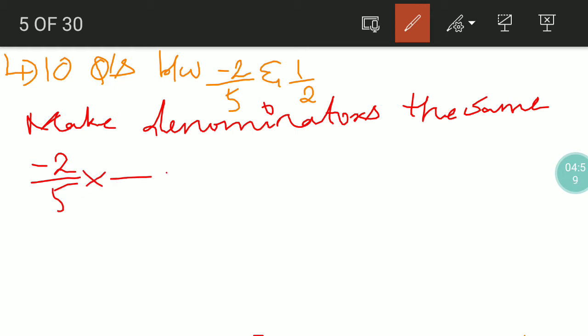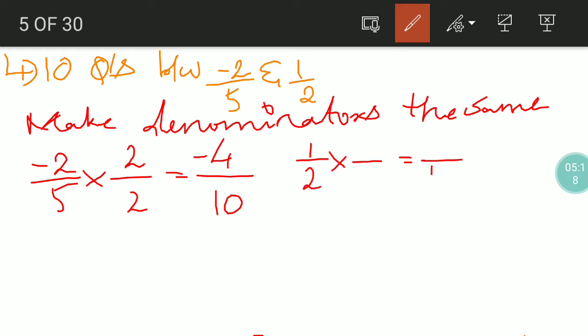Into something is equal to, the denominator will be 10, right? So 5 2s is 10, no? Then the numerator also should be multiplied with the same number which you are multiplying for the denominator. So minus 2 into 2 is minus 4. Now 1 by 2 is there, into what gives the denominator 10.